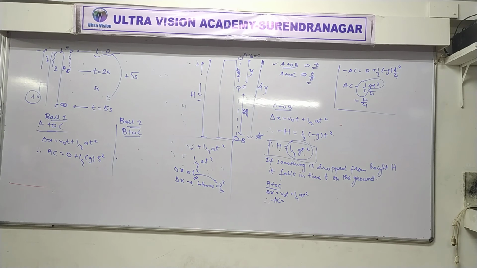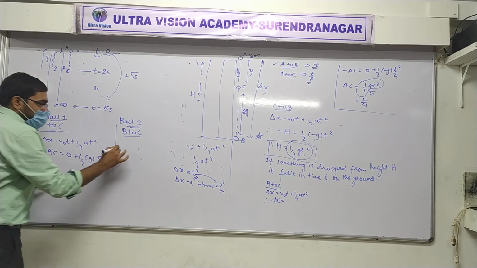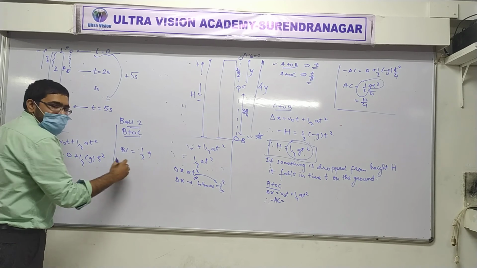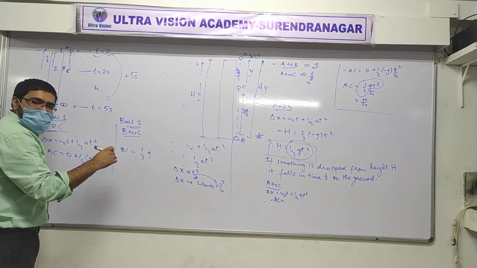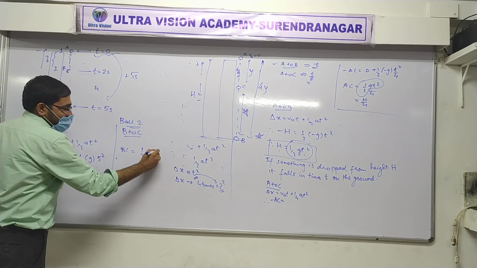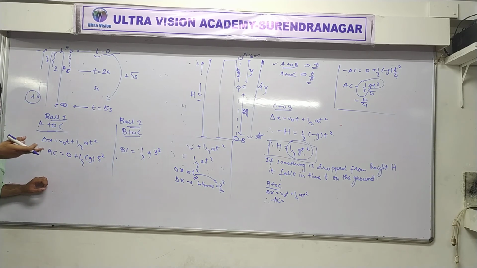Okay, Siddharth got it, Dia got it, right? Yes, Nandini, what's your answer for BC? Half g 3 square. Who gets the same answer? Who gets a different answer? It's right. Sit down. Well done.